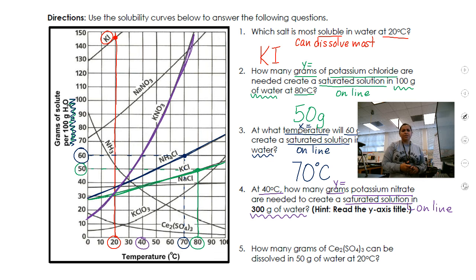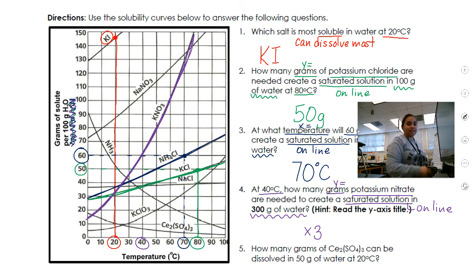So I want you to pause for just a second, and I want you to think to yourself, maybe even pause this video, what do you think happens to the amount of solute that can dissolve if I increase the amount of water? Do you think it would dissolve more? Do you think it would dissolve less? Or do you think that the same amount could dissolve if I tripled the amount of water? All right, so what happens if I triple the amount of water? Well, I'm going to triple the amount that can dissolve.